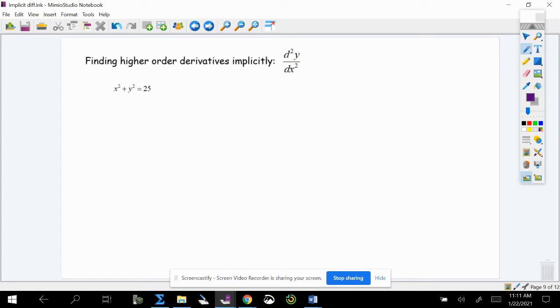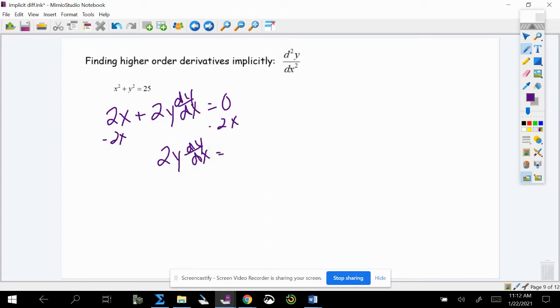So we're going to start with something really simple, and that's one thing you're going to notice when you are asked to do a second derivative with an implicit function. They're going to start with a very basic initial function. So I'm going to derive x squared plus y squared equals 25. I get 2x plus 2y dy dx equals 0. And then I'm going to subtract 2x. So I get 2y dy dx equals negative 2x.